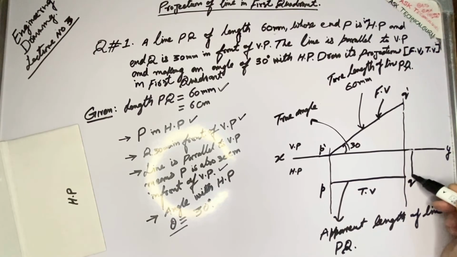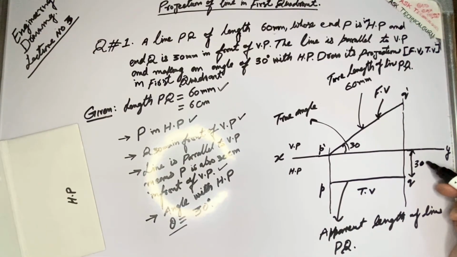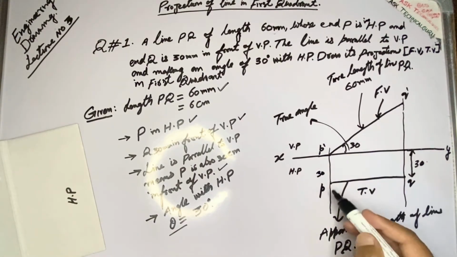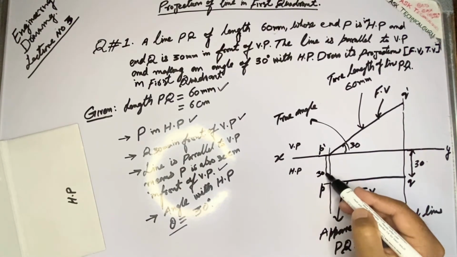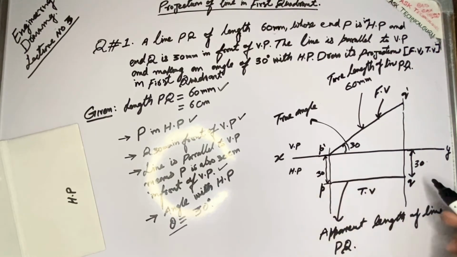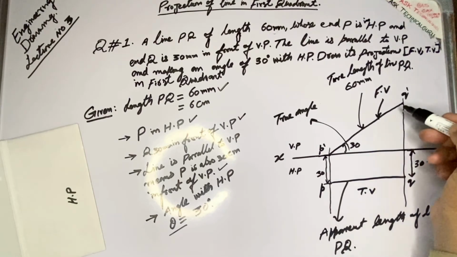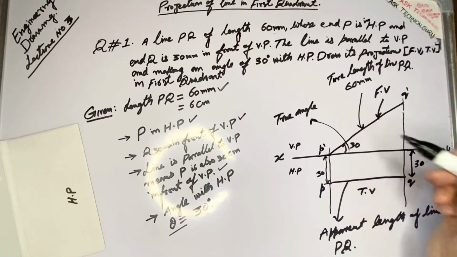How much is this distance? This is 30 mm. This is also 30 mm. Okay, this is also 30 mm. This is also 30 mm, and this P and Q is top view, and this is front view.